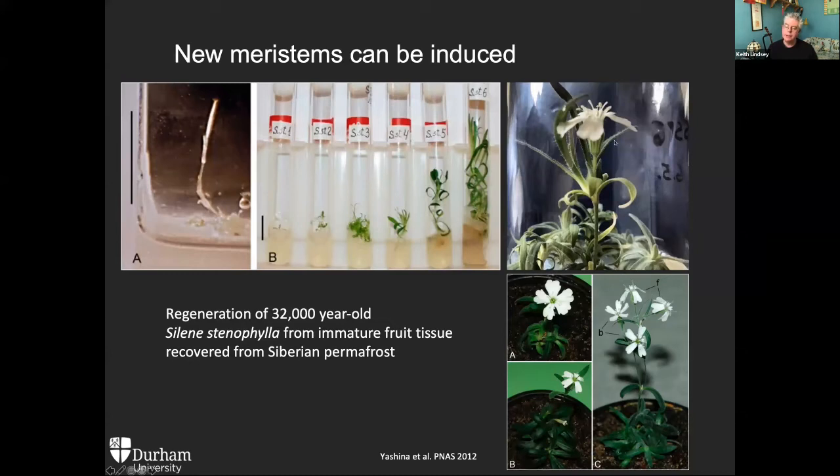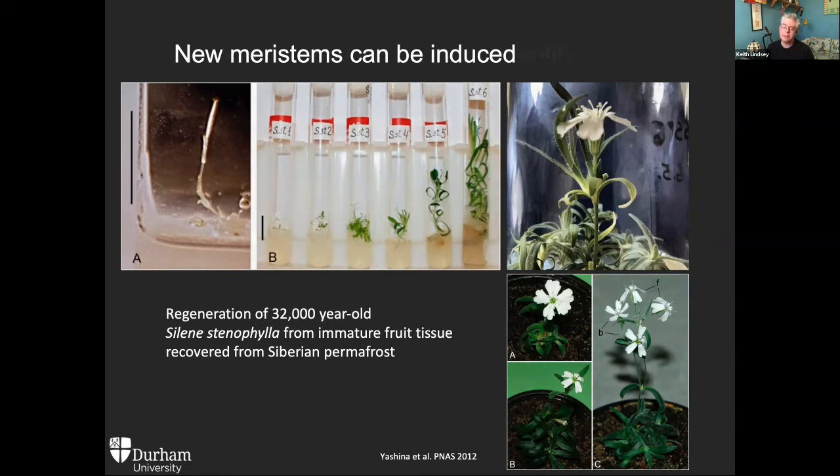So these Silene plants here are clonal copies of the original 32,000-year-old Silene plant that was buried in the permafrost. So you can see that this kind of technique is quite useful in conservation work if you need to rescue species that are otherwise becoming extinct. If you can retain these tissues for a long time, maybe frozen, and ultimately regenerate plants from them. And this happens through the formation of new meristems.